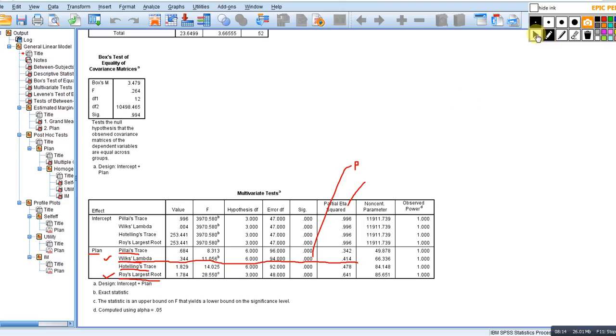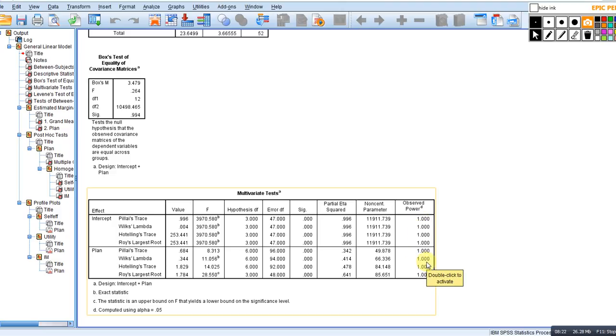You can also see we have the power of the test. This is just indicating the likelihood of correct rejection of the null hypothesis, and so essentially it was 100% in our data. This is the observed power, which is calculated after the data are collected, as opposed to an a priori power analysis where it's done before.